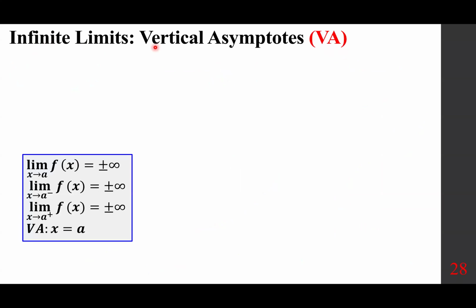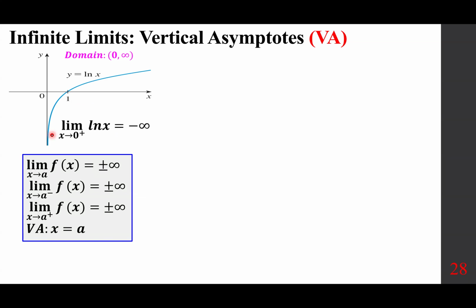Infinite limits, vertical asymptotes, VA, and we have the following situation. x equals a represents a vertical asymptote if the limit of f of x as x approaches a, or a from the left or a from the right, is either positive or negative infinity. If you look at this example, this is the function y equals ln x with the domain from 0 to infinity. And if you look at the concept, the limit of ln x as x approaches 0 from the right is negative infinity. And that means the VA has the equation x equals 0.